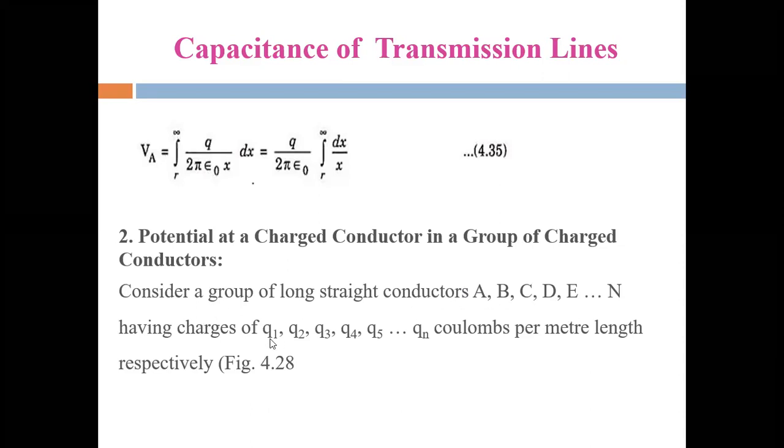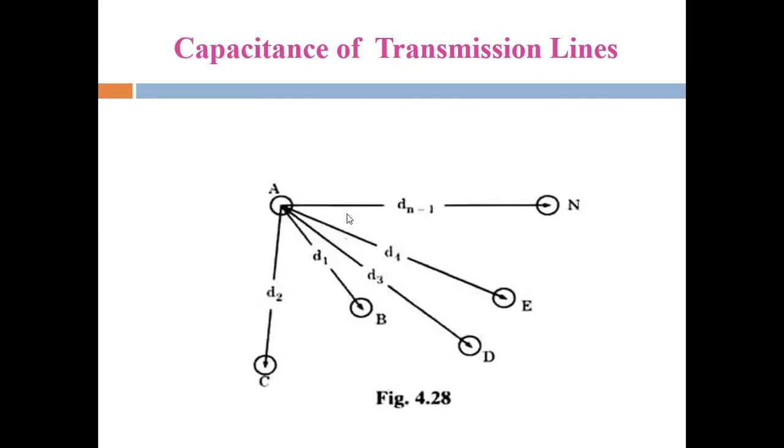They have charges Q1, Q2, Q3, Q4, Q5 and so on up to Qn coulombs. Each of the conductors A, B, C, D, E and so on up to N has a charge of Q1, Q2, Q3 and so on up to Qn coulombs per meter length. This is the diagram for that group of N conductors: conductor A, B, C, D, E and so on up to N.